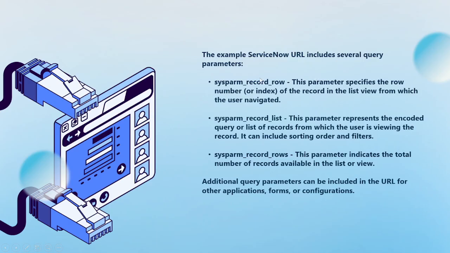The sysparm_record_row. This parameter specifies the row number and/or index of the record in the list view from which the user navigated. Sysparm_record_list. This parameter represents the encoded query or list of records which the user is viewing. This includes the sorting order and filters. Sysparm_record_rows. This parameter indicates the total number of records available in the list or view.